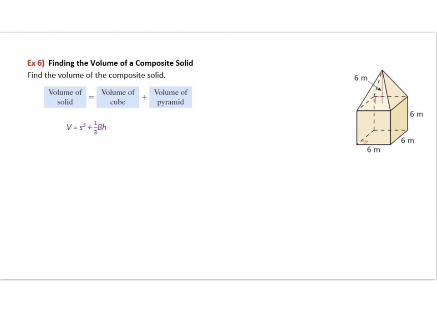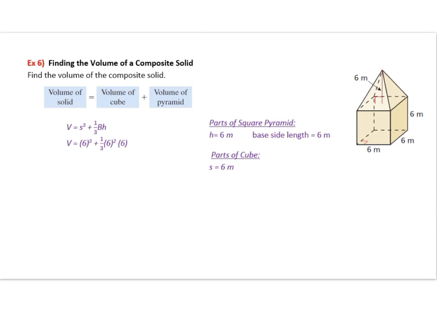Now to get the parts of our pyramid, let's start with that. So the height is 6 meters, and the base side length is 6. And we know that all the side lengths are 6 because it's a square pyramid. So to get the area of that base, it'll be 6 squared. And then to get the height, we have 6. And then the parts of the cube is all the sides are 6 meters.